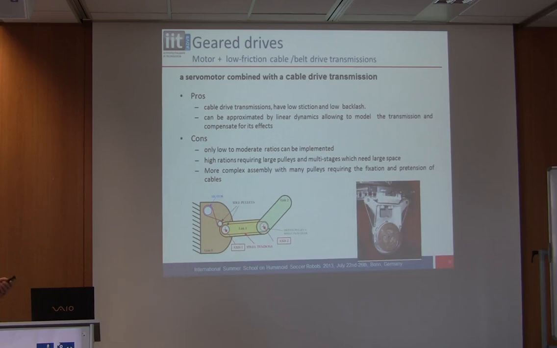An alternative to produce some gearing on the actuation system of the motor is to use a cable transmission system. In this case, you replace the gearbox, which is made from gear components, with a combination of cables and pulleys that allows you to implement some reduction in the transmission. The advantage compared to the previous solution is that the model can be approximated as quite linear, which means you can compensate. It has very low friction, so even if you increase the gearing, you still have maneuverability. And this is more robust.